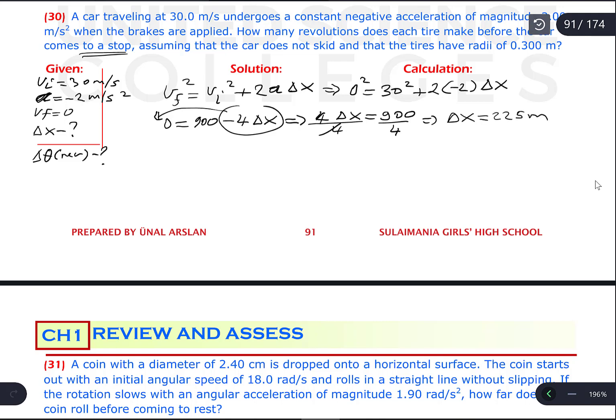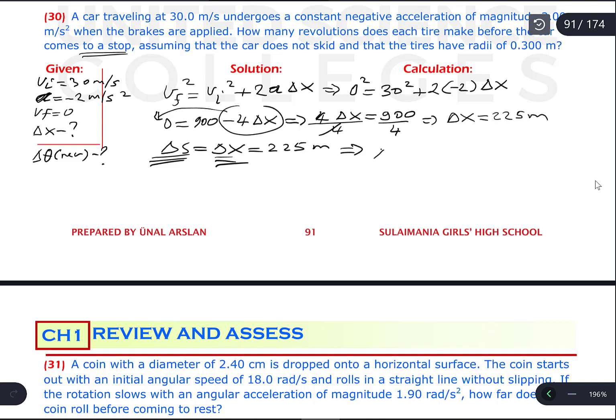So if delta x is 225 meters, and this 225 meters is taken by the car as the tire is rolling, the tire rolls a distance which is equal to 225 meters. Each tire rolls a distance which is 225 meters. That is, delta S is equal to delta x, which is equal to 225 meters. Delta S for each tire is equal to delta x of the car. So if I know delta S, I can calculate delta theta.